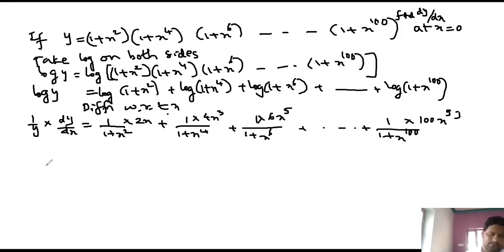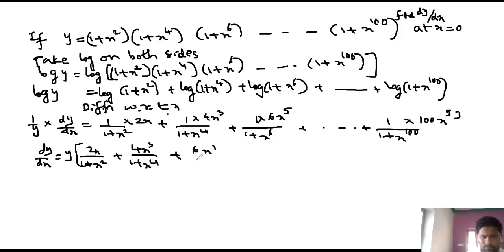So now we want dy by dx. dy by dx is equal to y into the bracket. This y becomes the numerator on the RHS. So 2x by 1 plus x square, plus 4 by 1 plus x to the power 4, plus 6x to the power 5 by 1 plus x to the power 6, and so on, plus 100x to the power 99 divided by 1 plus x to the power 100.